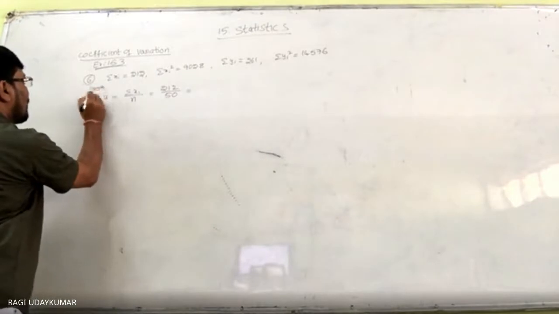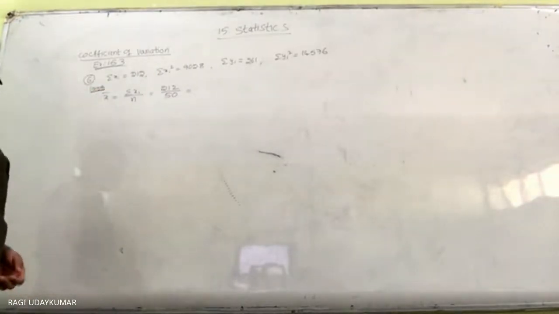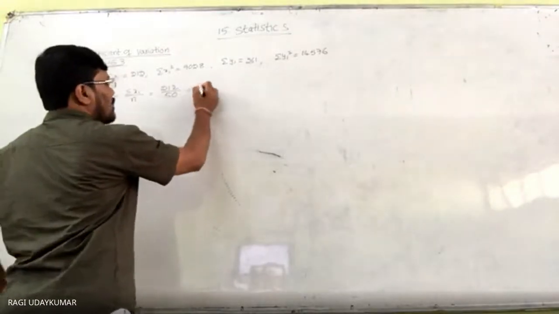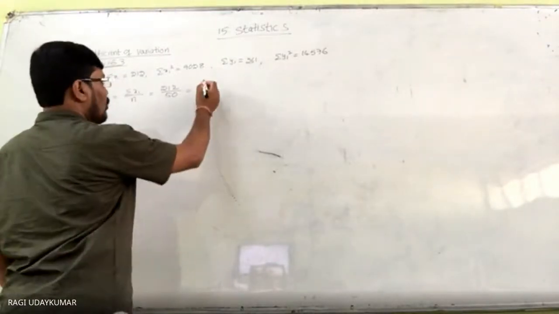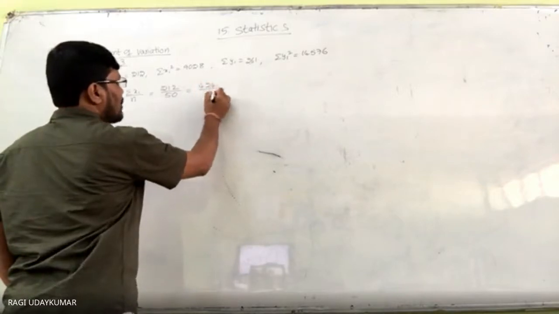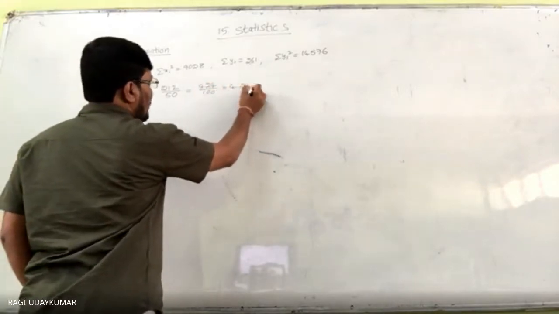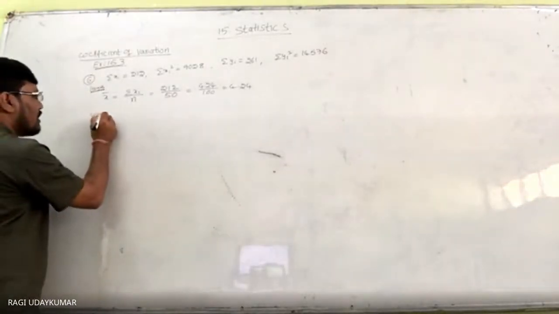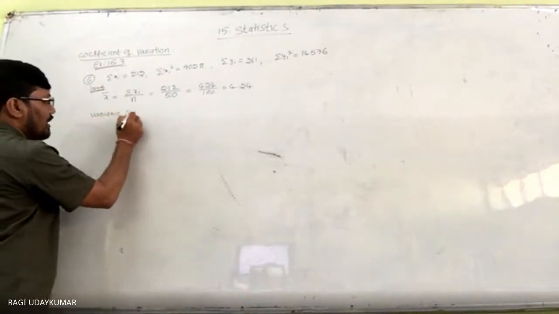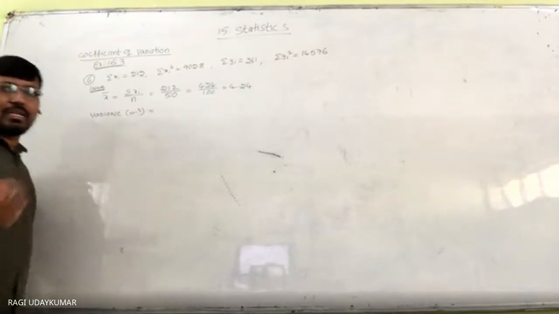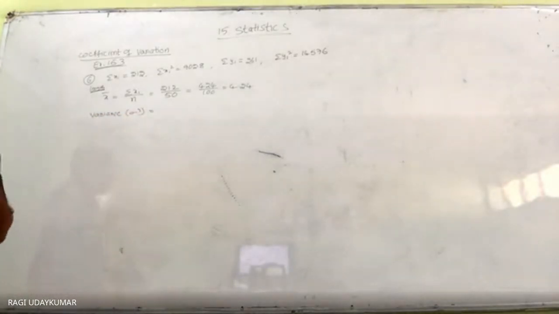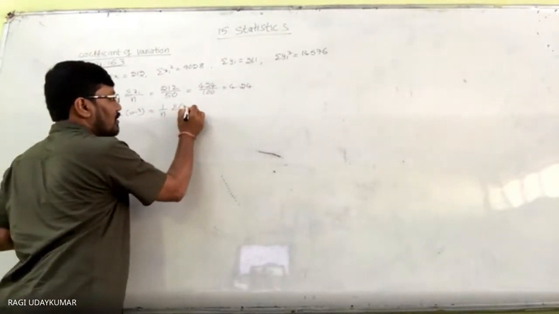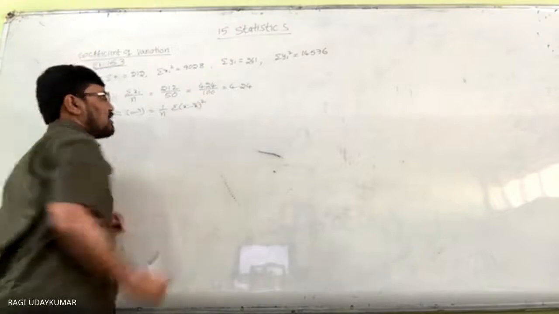Let us find the mean and variance of the length. The easy way of calculating is to multiply both sides by 2: 424 by 100 comes, so 4.24 is the mean. Now the variance. Standard deviation is actually needed, but first find the variance. What is the variance formula? One by n into the sum of (xi minus x bar) squared.